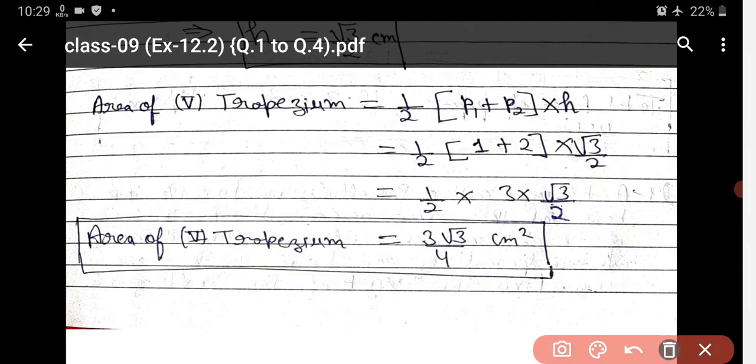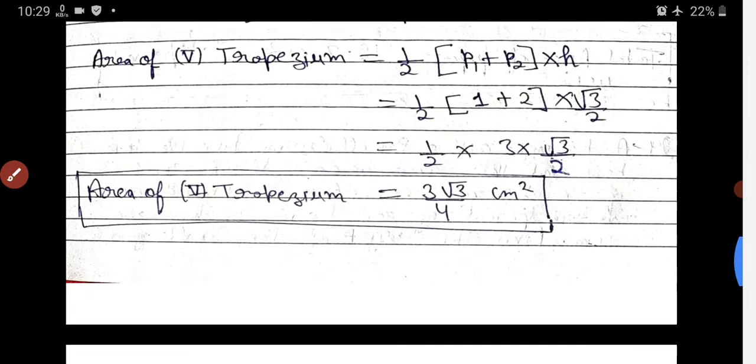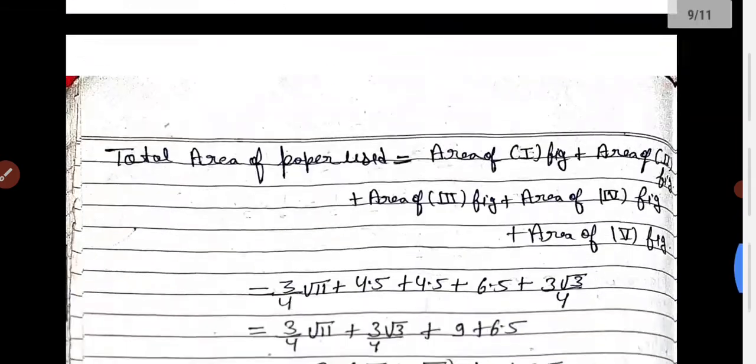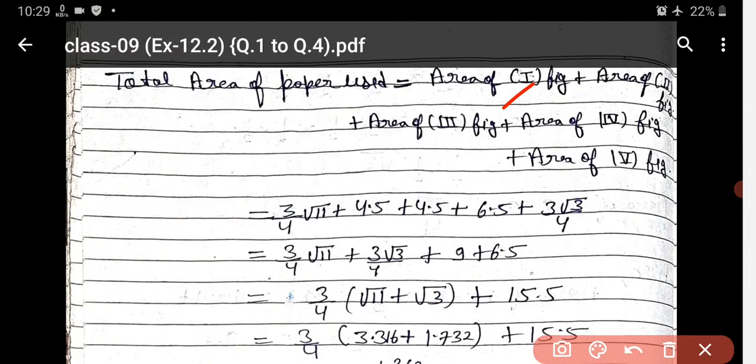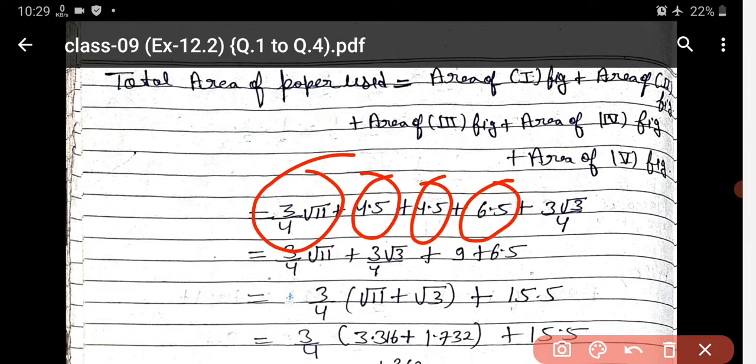Now you have to find the area of all the 5 figures: 3 triangles, 1 rectangle and 1 trapezium. Now what is the total area? You have to add all of them now. The total area of the paper used is equal to what? Area of the first figure, second figure, third figure, fourth figure and fifth figure. So for the first figure you found under root 3 by 4, then under root 11 by 4 is here. 4.5, 4.5 both are the same. Rectangle 6.5 and trapezium 3 under root 3 by 4.